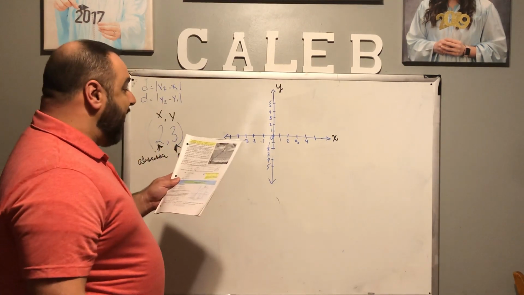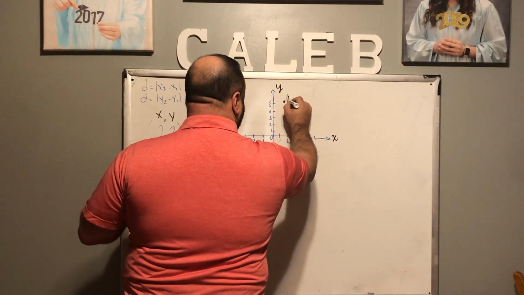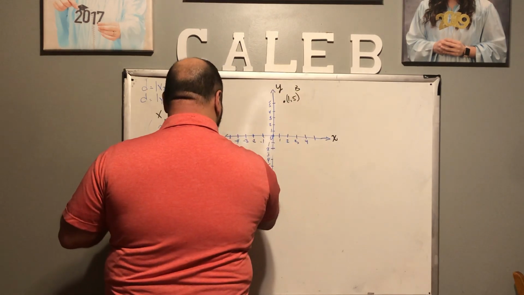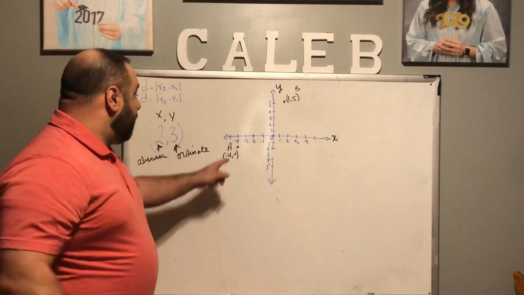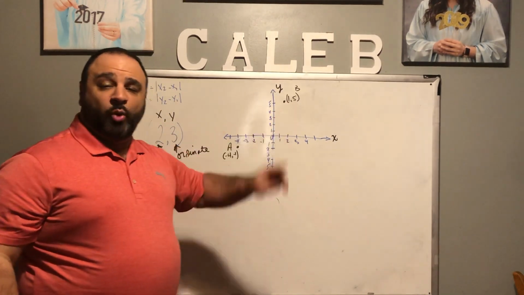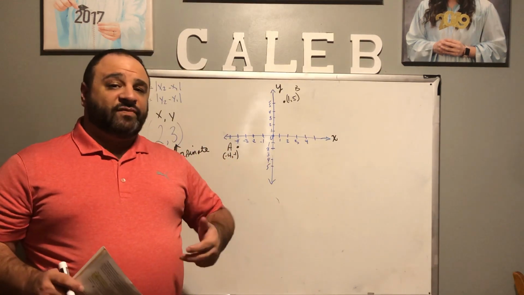-4, -1. And B is 1, 5, okay? We'll call that B. And this is -4, -1. How do I find the distance between these 2 points?